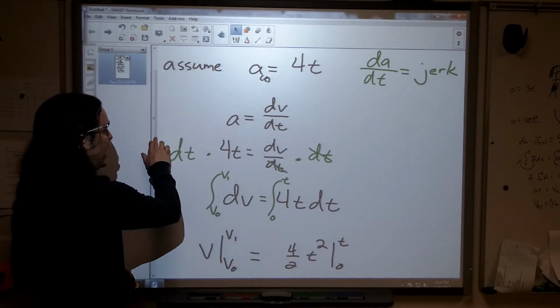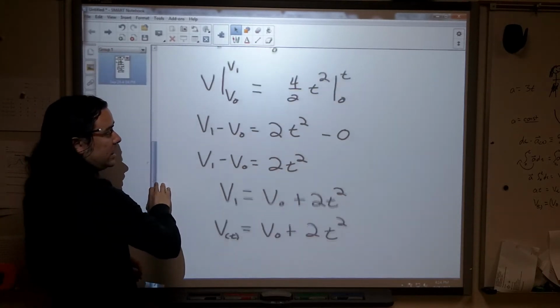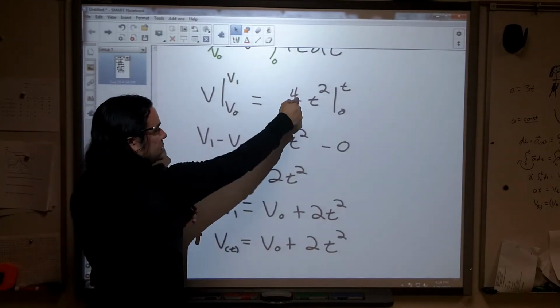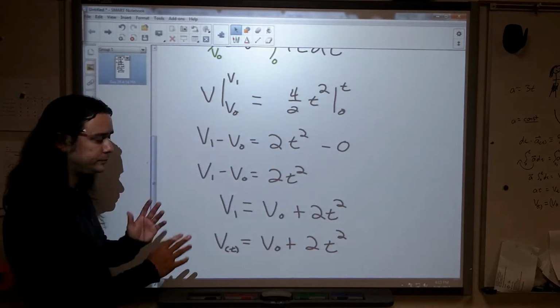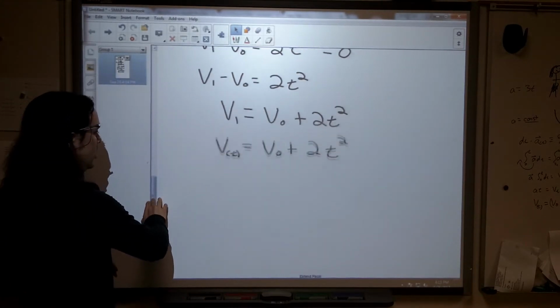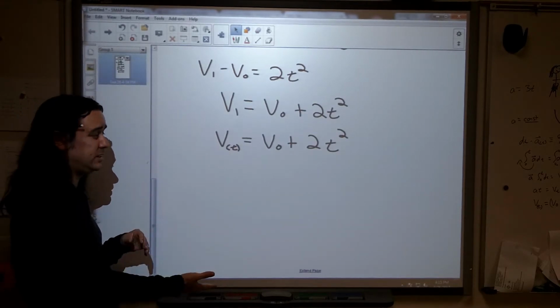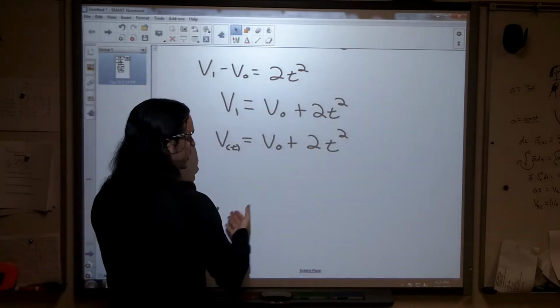This equation will change if a is not 4t. If it were 6t instead, then we would end up with a different value here. We'd have 6 divided by 2, and we'd end up with v naught plus 3t squared. That can get a little bit trickier. We could probably turn this into a kinematic equation where we have a constant times t and have a general form for it, but this is how you would end up doing it.